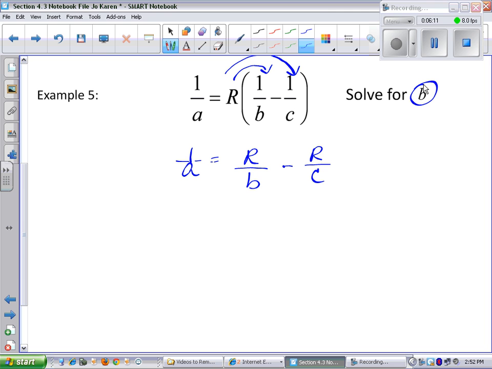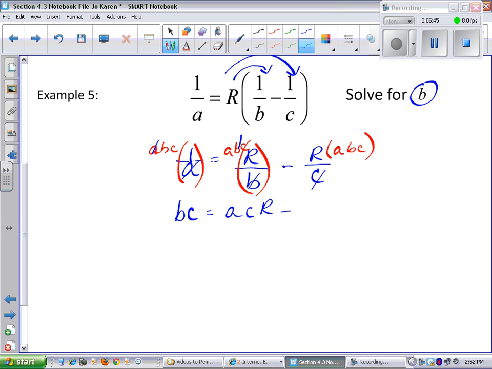Now, I have fractions. I want to get rid of the fractions by multiplying through by the least common denominator. I have A, B, and C. I'll have to use all three of them. I'll multiply both sides by ABC. And when I do, on the left, the A's will cancel, and I will have BC. First term on the right, the B's will cancel, and I will have ACR. And then the C's will cancel, and I'll have RAB.